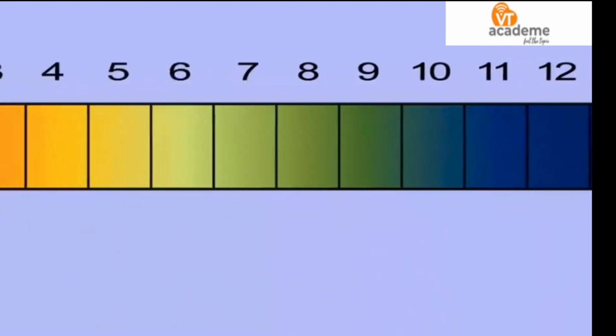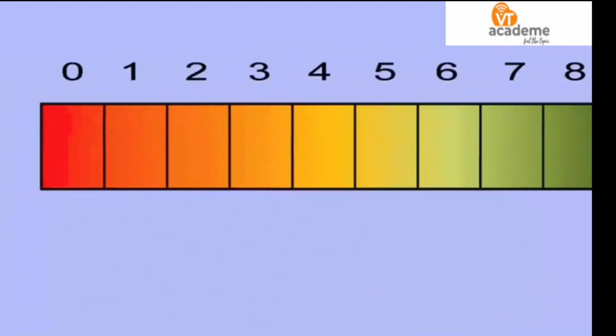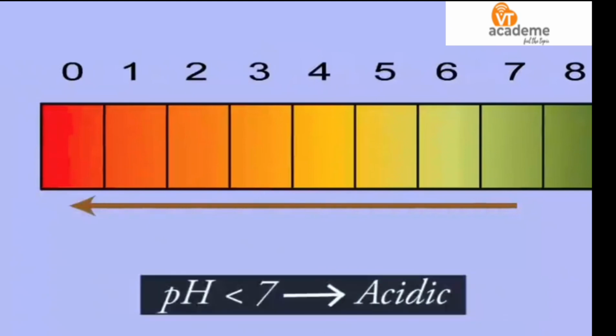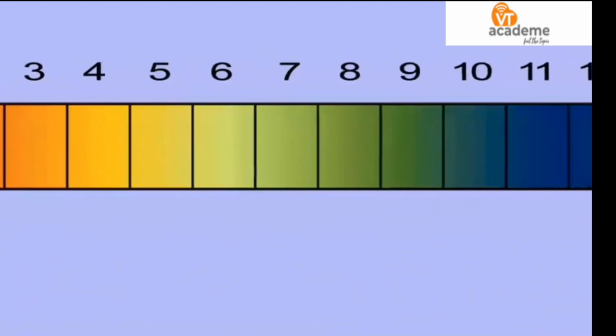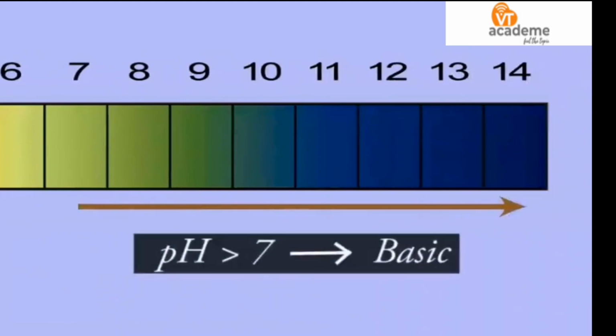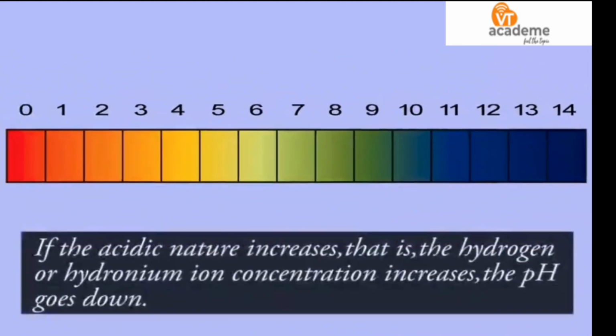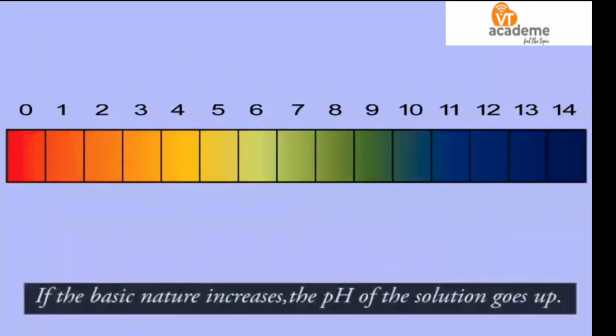The pH of a neutral solution is 7. Values less than 7 represent acidic solutions, while those greater than 7 represent the basic nature of solutions. If the acidic nature increases, that is, the hydrogen or hydronium ion concentration increases, the pH goes down. On the other hand, if the basic nature increases, the pH of the solution goes up.